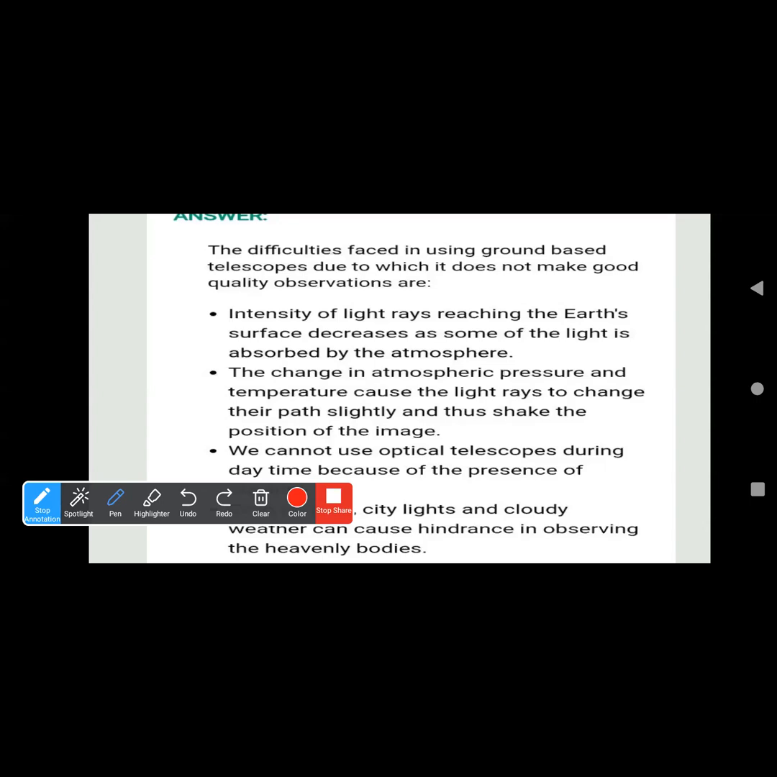So the intensity of the light rays decreases. Then the next is the change in atmospheric pressure and temperature. There is a change in the atmospheric pressure and temperature when the light rays are traveling, which causes the light rays to change their path slightly and thus shake the position of the image.